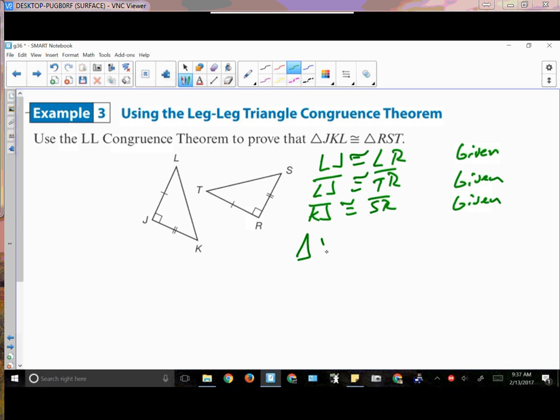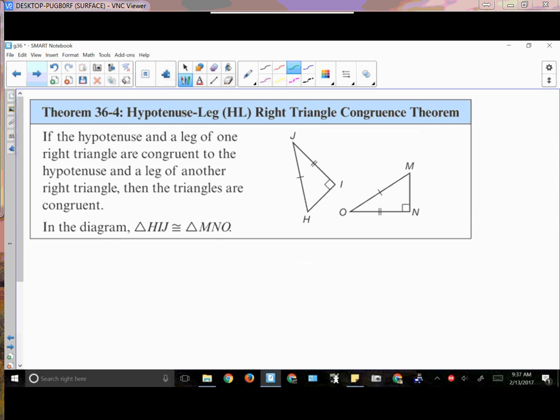So we have triangle JKL is going to be congruent to triangle RST by what? Well, we have a side, angle, side. Side, angle, side is one of the things that we have for proving a triangle is going to be congruent. So if I have two right triangles and the legs are congruent, I know that I am going to have congruent triangles. So here you go. One more for you to do.